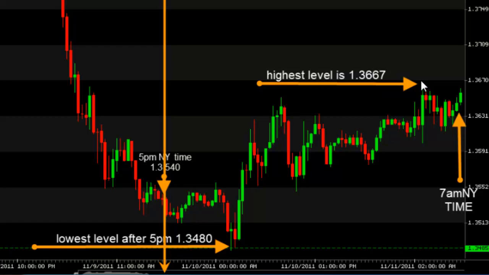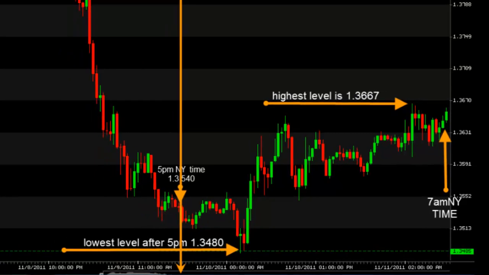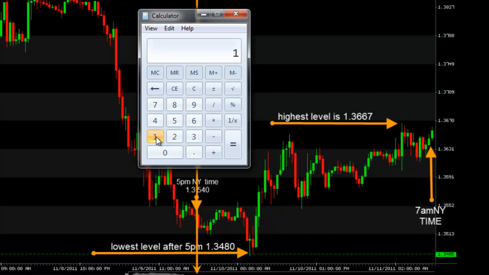Now, you can either do this manually or just take a calculator. You can subtract 1.3667 minus 1.3480, and you have 187 pips.